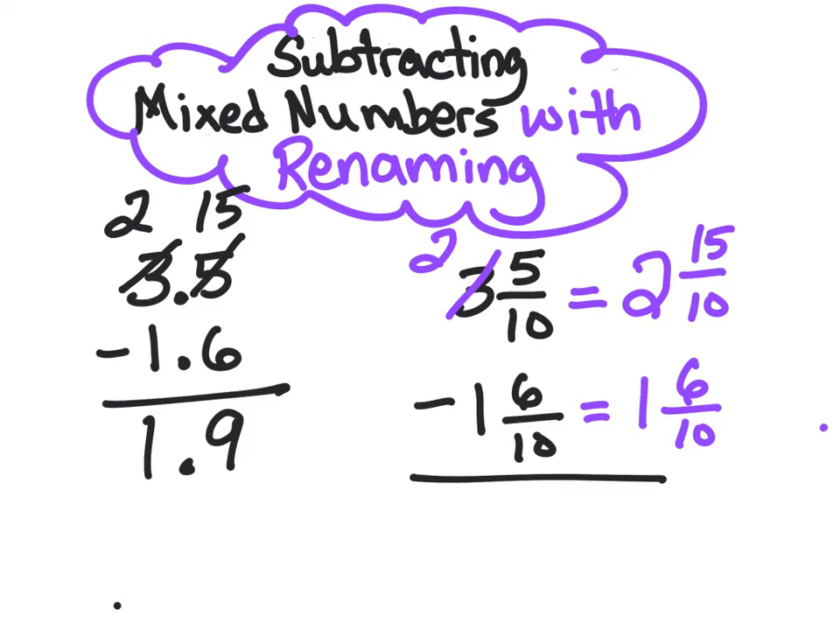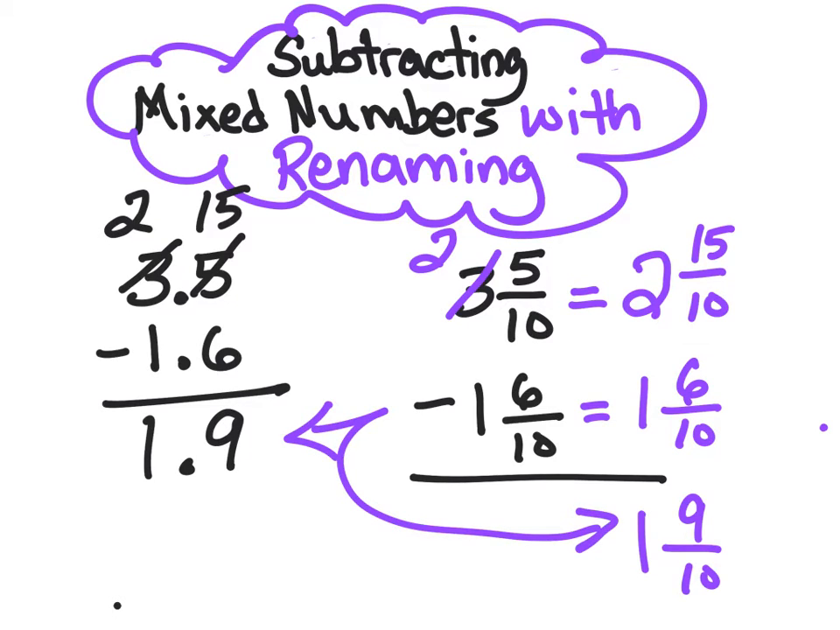15/10 minus 6/10 is 9/10. 2 minus 1 is 1. You will notice that these two answers say the exact same thing. 1 9/10.